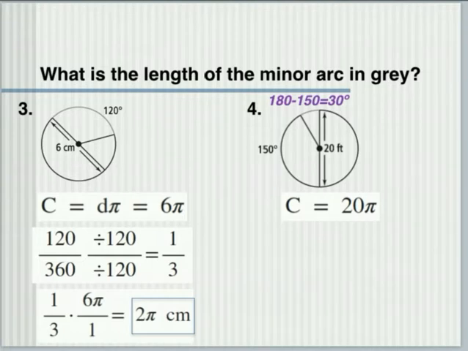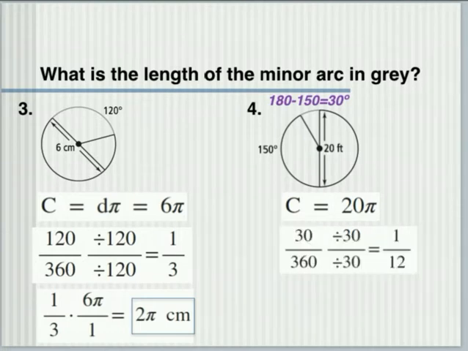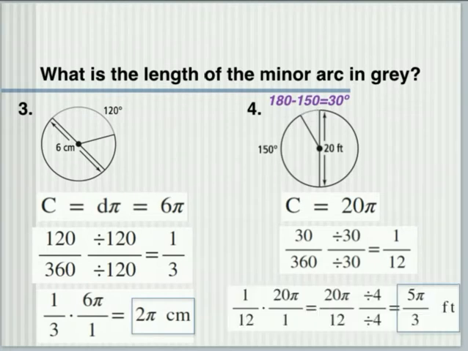Now you could calculate your circumference. Diameter times pi is 20 pi. Now you can make your fraction over 360 with the degrees, 30 over 360. 30 over 360 simplifies to 1/12. And then you say, well, that means that this length is 1/12 of the whole circumference. So you do 1/12 times 20 pi.